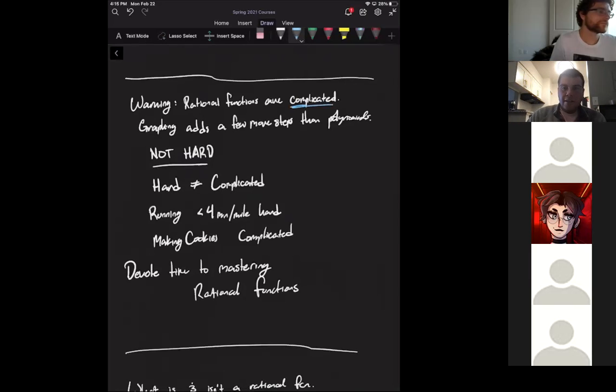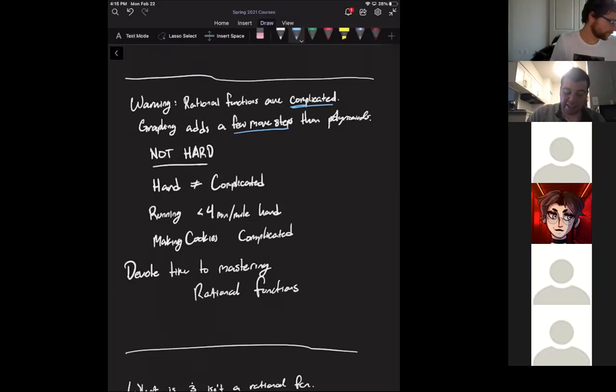We're going to start looking at what is a rational function, what isn't, and then how to graph them. Graphing them adds a few more steps than just graphing polynomials. And one last thing I want to stress is that rational functions aren't hard, they're just complicated. We're not taking anything to any level that's harder than what we were already doing with polynomials. We're just making a function that's more complicated. Almost everything we'll see in here is stuff that you've seen before. There's just some more steps.